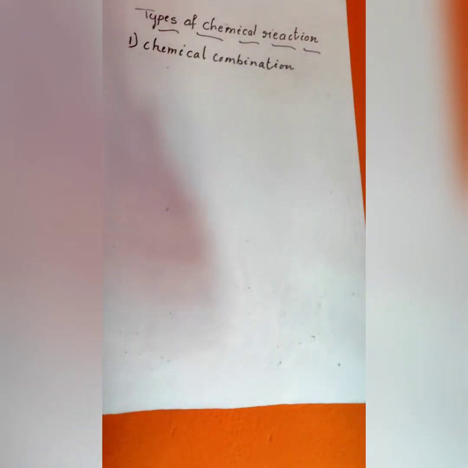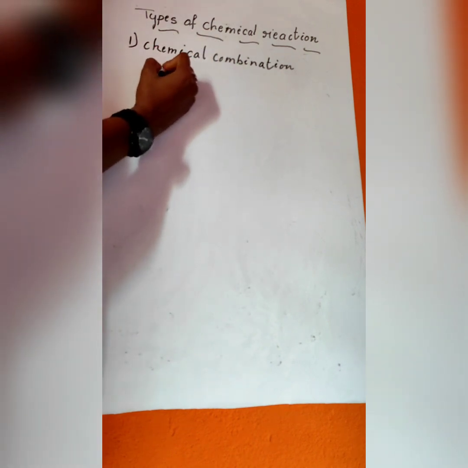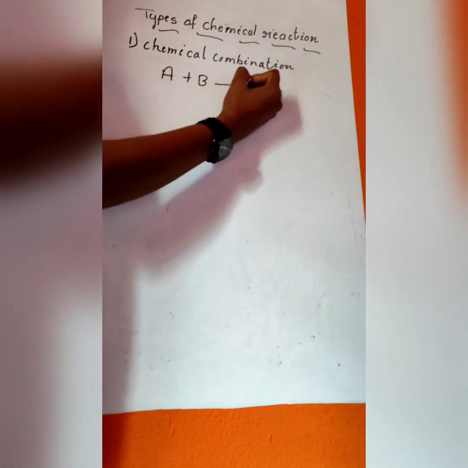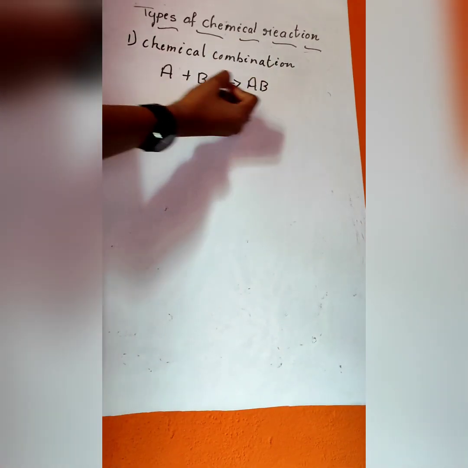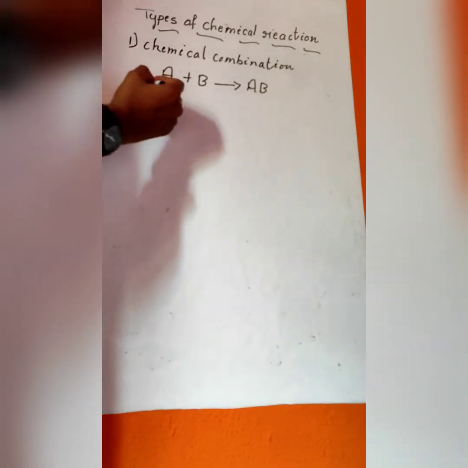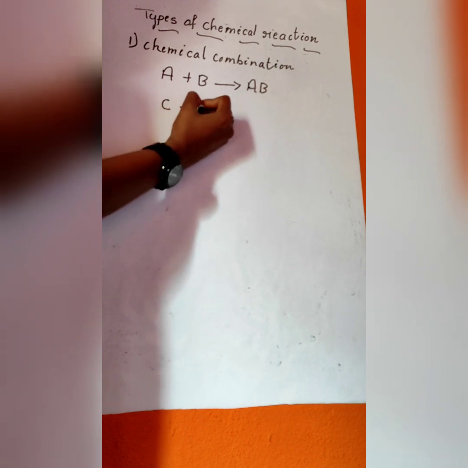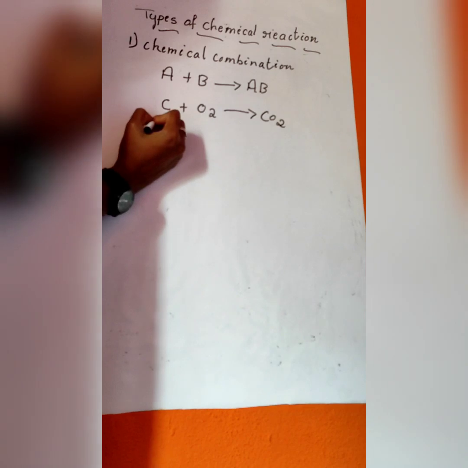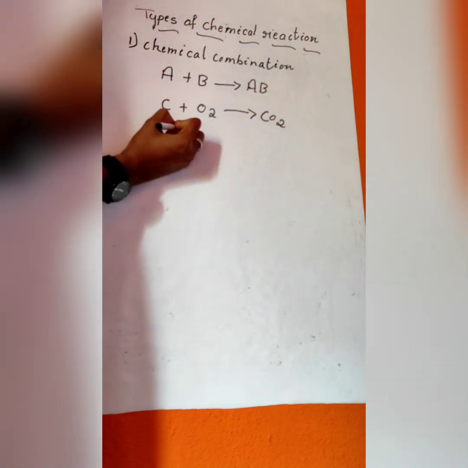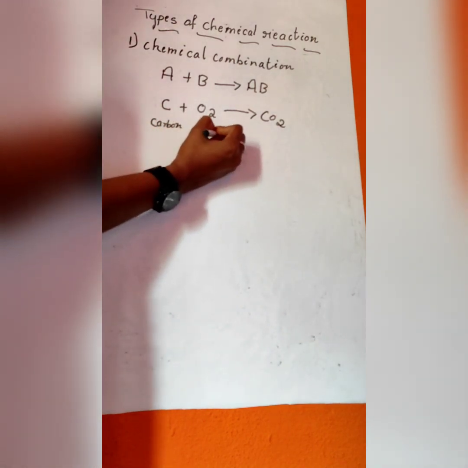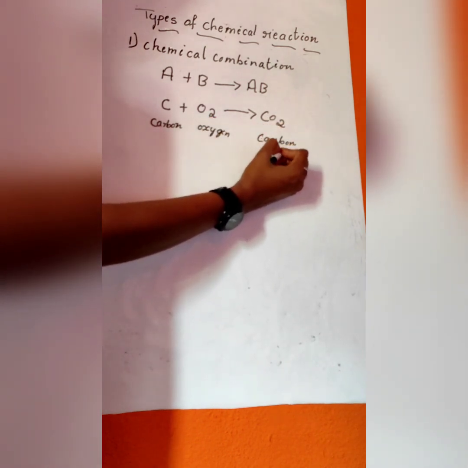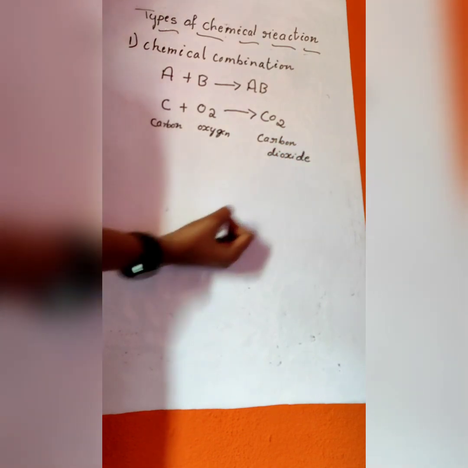First I am writing here chemical combination reaction. What do you mean by chemical combination reaction? Two elements combining forming a new compound. A is an element, B is an element, combining forming AB as a compound. Example: carbon is combining with oxygen forming carbon dioxide.